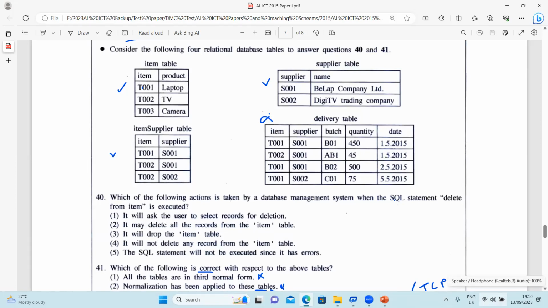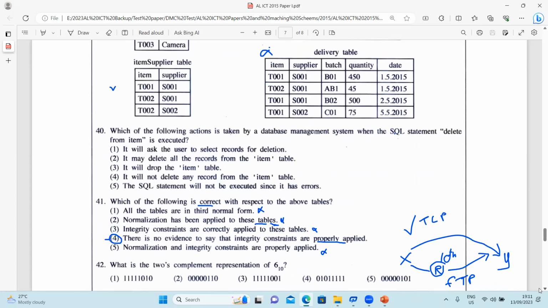Normalization has been applied to these tables. It's not applied to all the tables because of the delivery table. It should be a composite key. And the primary keys are not defined. Okay.